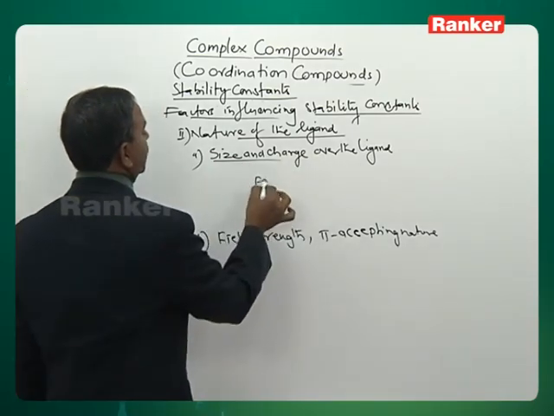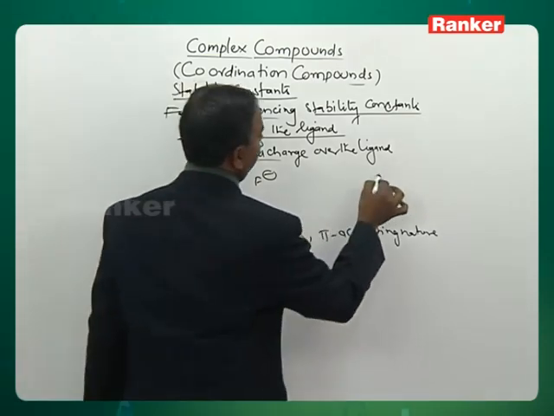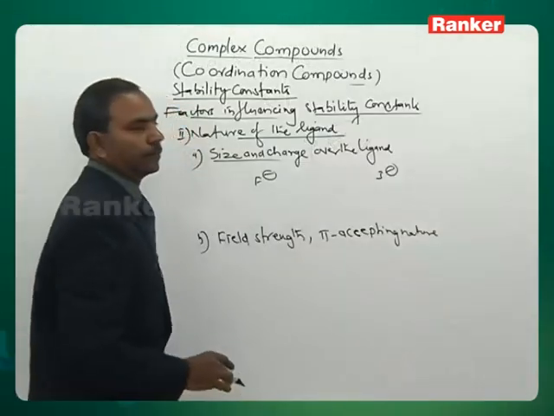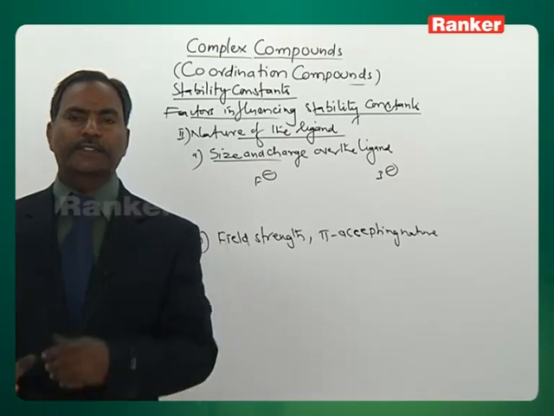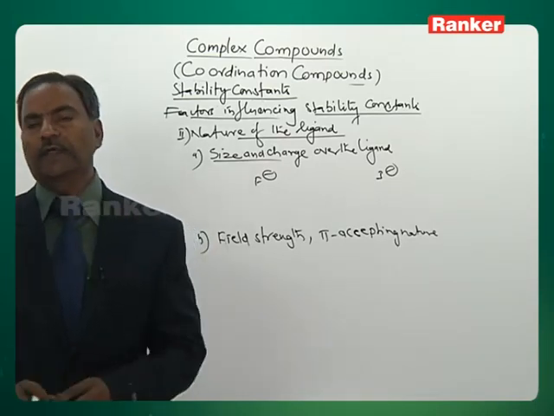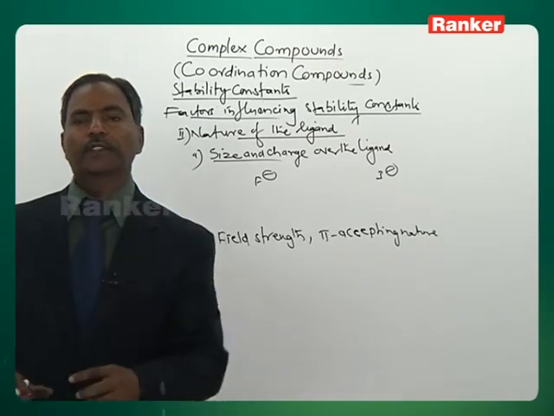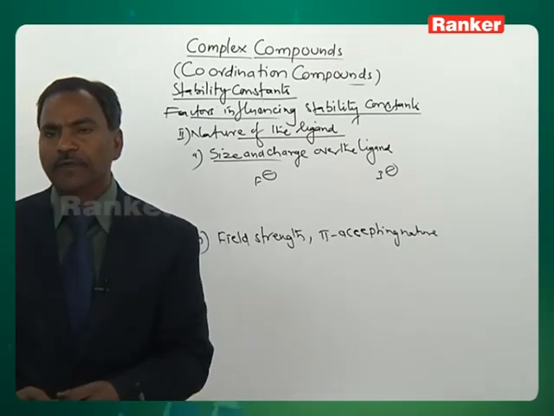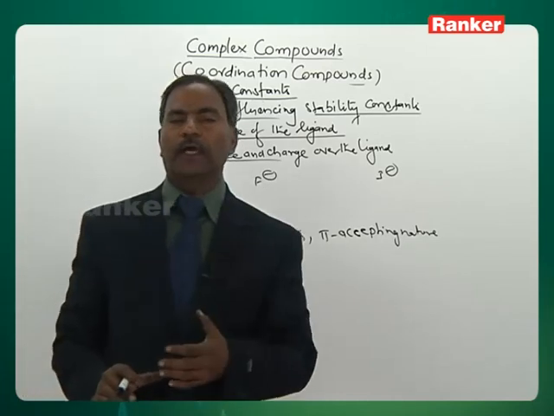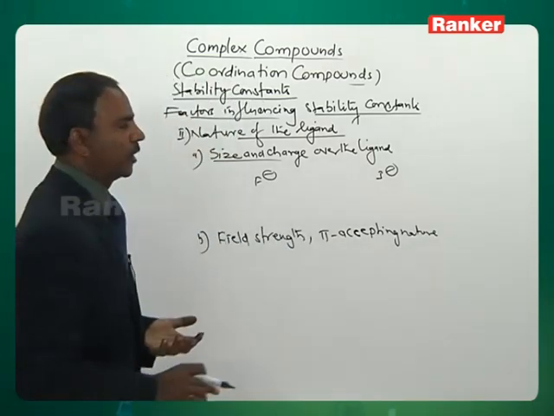A ligand with smaller size, take fluoride, take iodide. A ligand with smaller size possesses again greater charge density. Once charge density is more, it can show greater electrostatic force on the metal cation, and the strength of the bond will be high, therefore producing a highly stable complex.